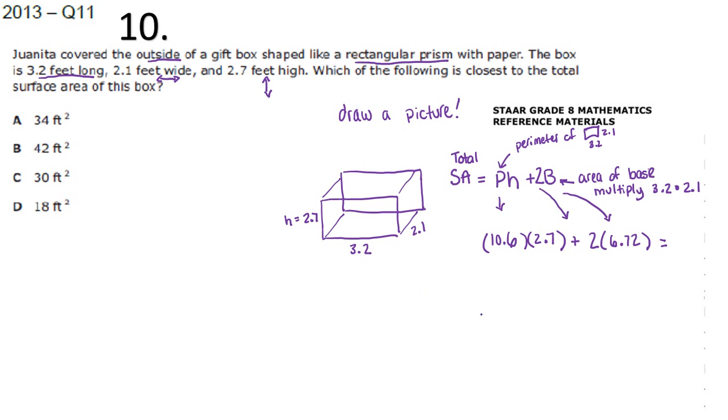Okay, you should have gotten 42.06. The final answer to this question is the one that is closest, since they used the word closest, so you should have picked B. Okay, next question.